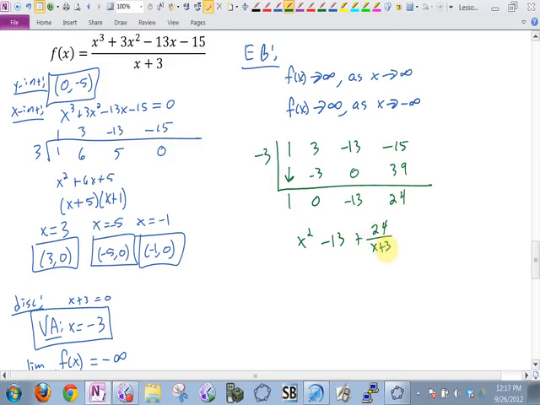But again, what happens to that fraction as your inputs get gigantic? It becomes 0. So the global scale is the parabola y equals x squared minus 13. It's just your typical parent parabola shifted down 13. That's it.